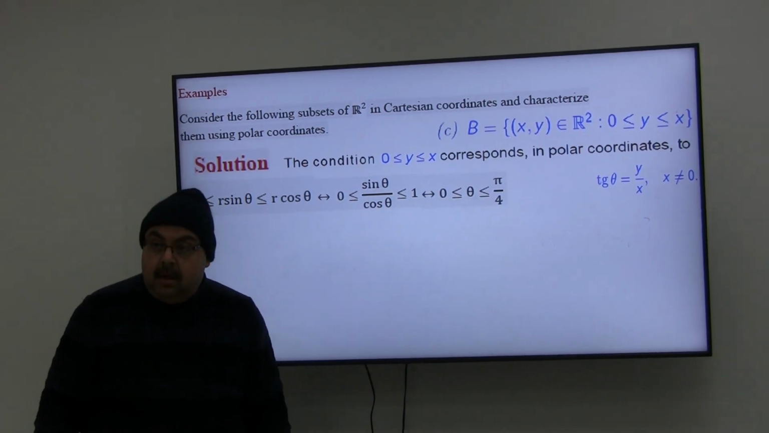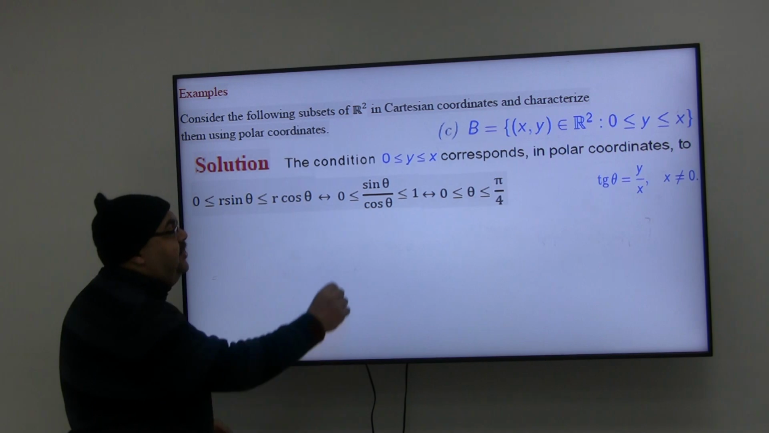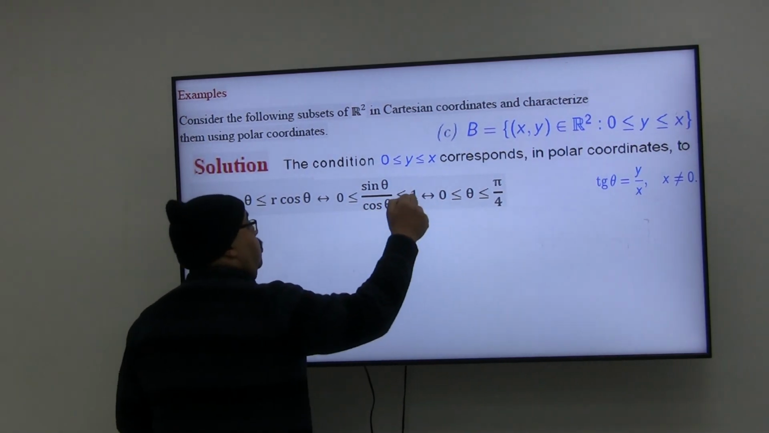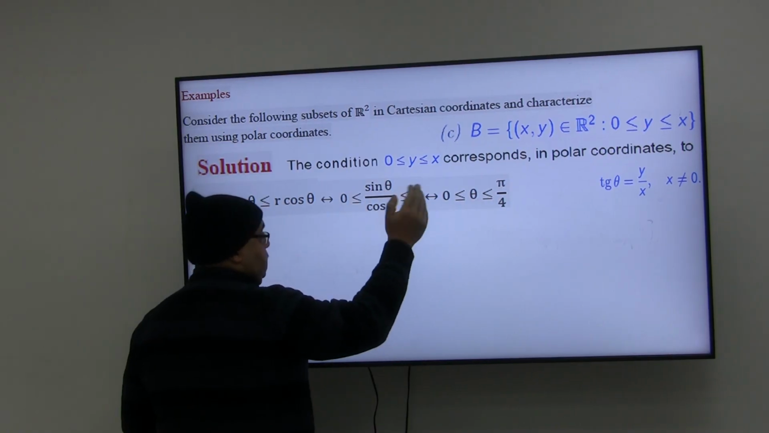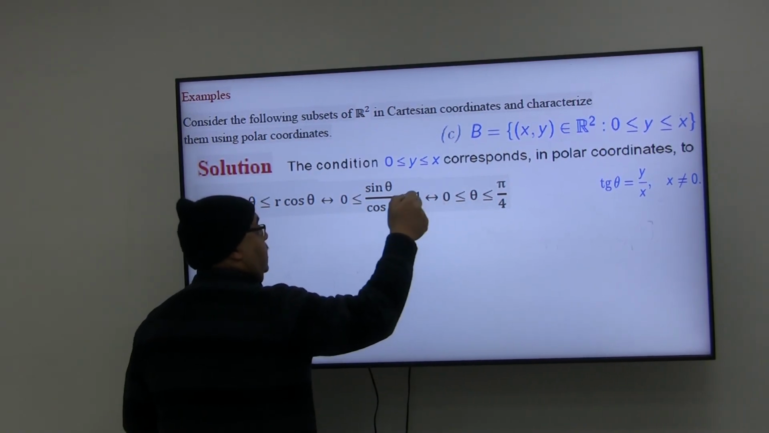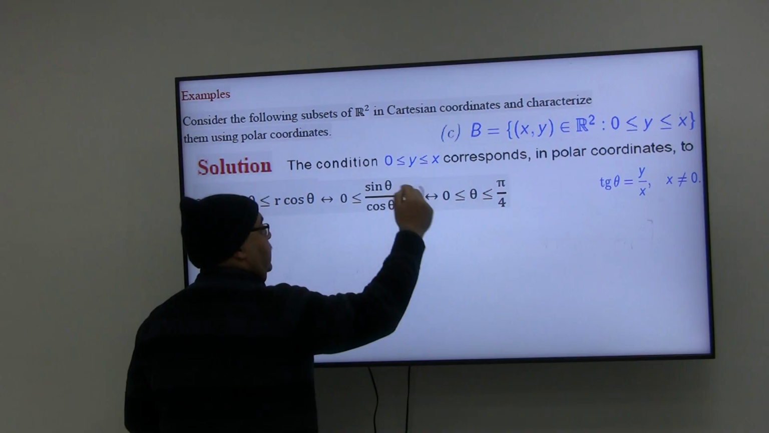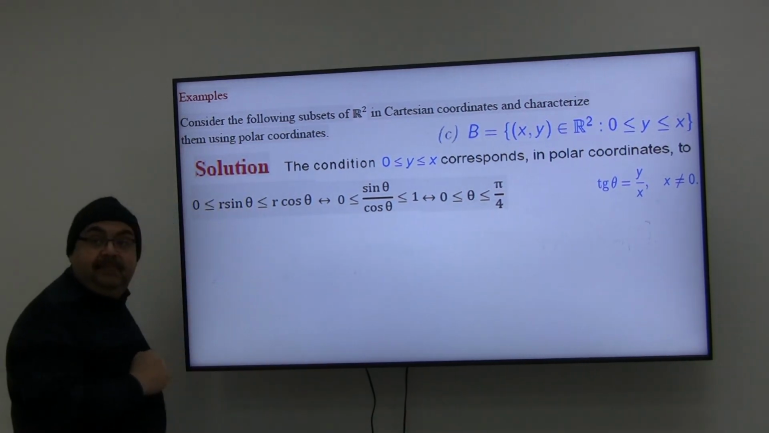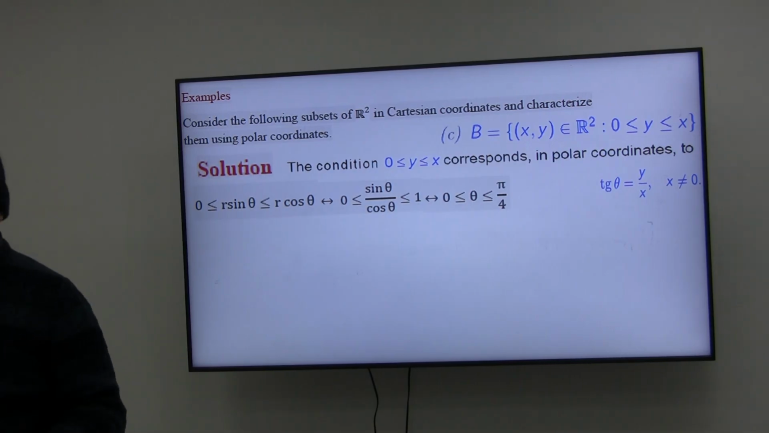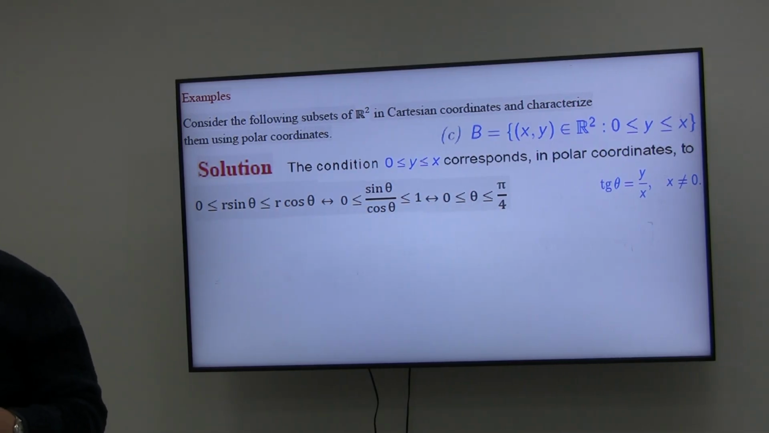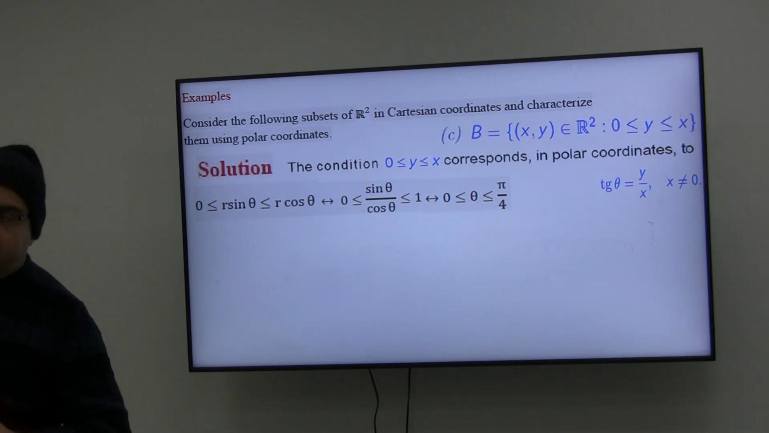Miss Nada, of course, when tan theta is less than or equal to 1 and greater than or equal to 0, tan inverse of 0 is 0. Tan inverse of 1 is equal to pi over what? From the 45 triangle. Because I told you a while ago that I have the 30-60 triangle and I have the 45 triangle.